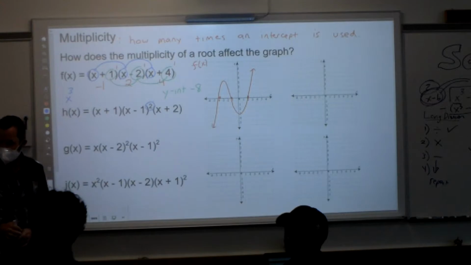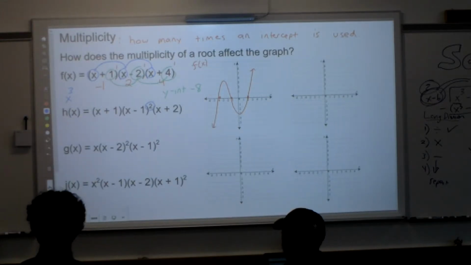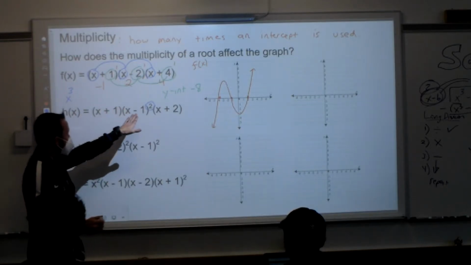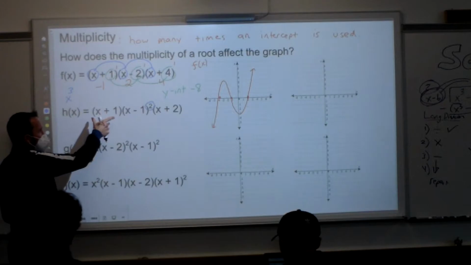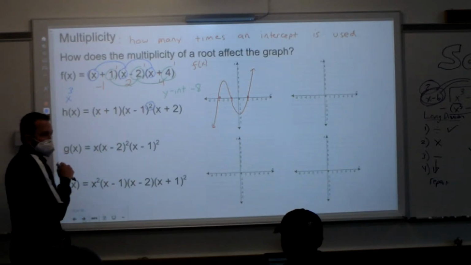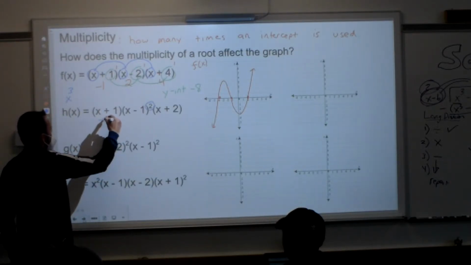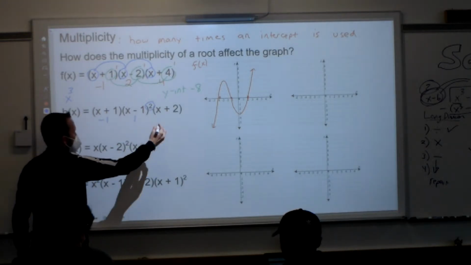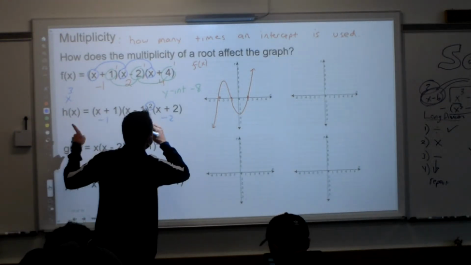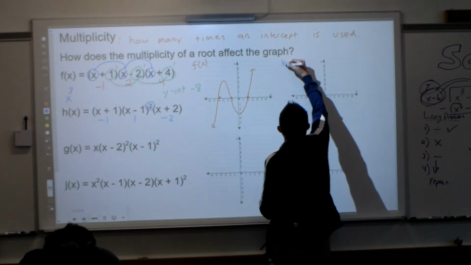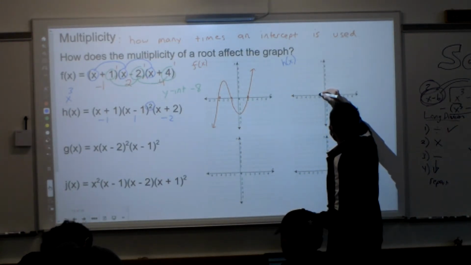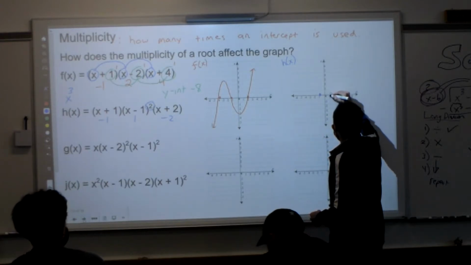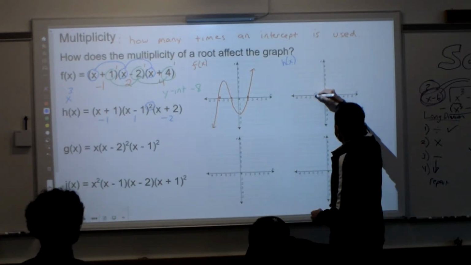First off, let's go to Melissa. Melissa, what would turn each of these parentheses into 0? Let's start with this one. What value of x would take that and make it 0? Good job. Keep going here. And awesome. So I'm going to do h of x over on this graph here. So I've got an x-intercept at -1, at 1, and -2.